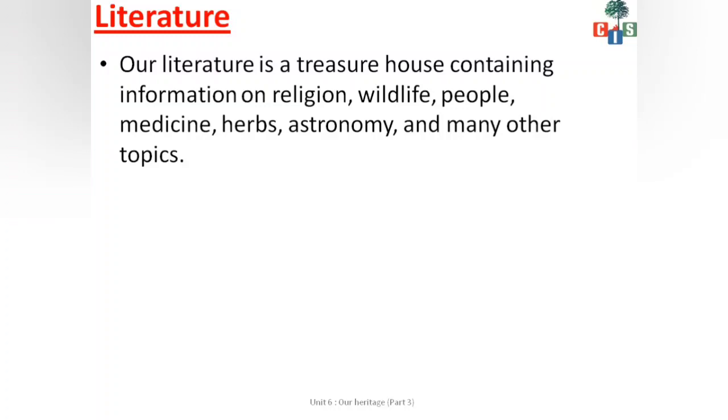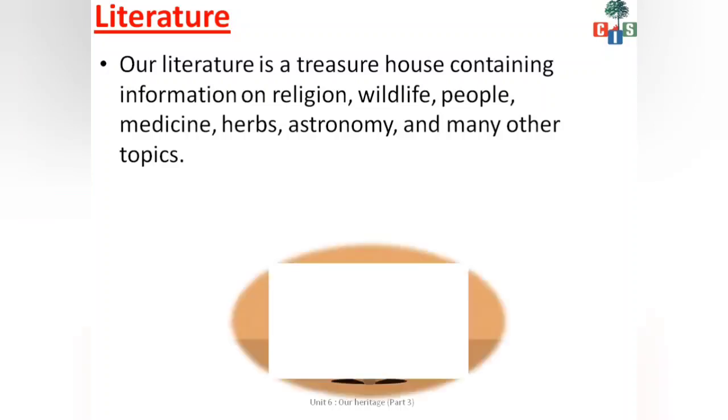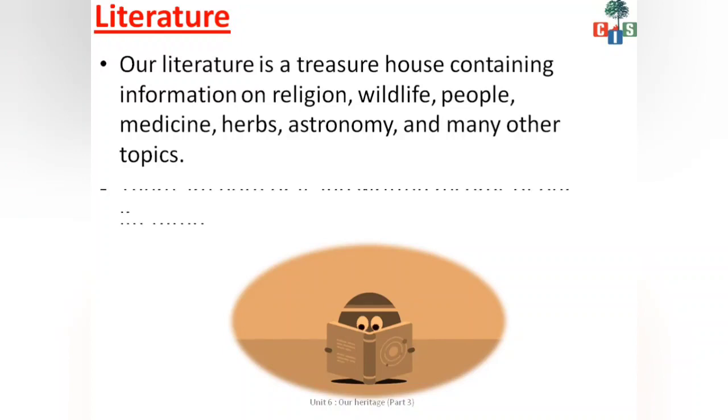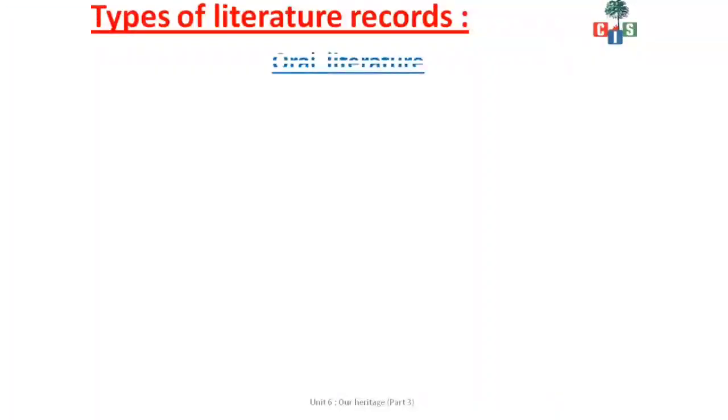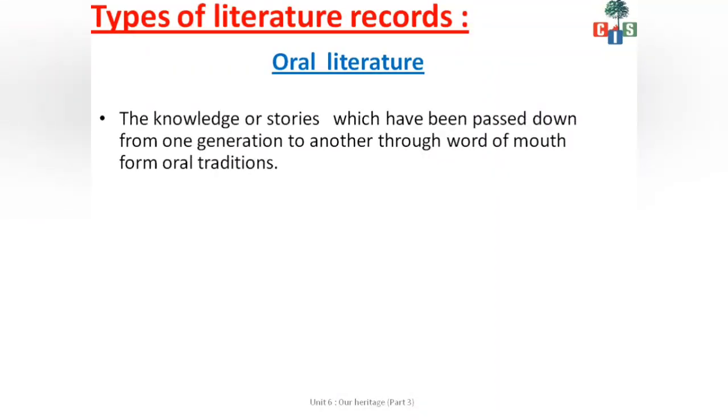Now literature. About literature, our literature is a treasure house. In our literature, in English and wherever we see, there is a lot of information on religion, wildlife, medicine, herbs, astronomy and many other topics. That means there is a lot of information among various topics. But children, literature is of two types: oral literature and written literature. We have records of both oral and written literature. Let's study oral literature first. Children, what does oral literature mean?